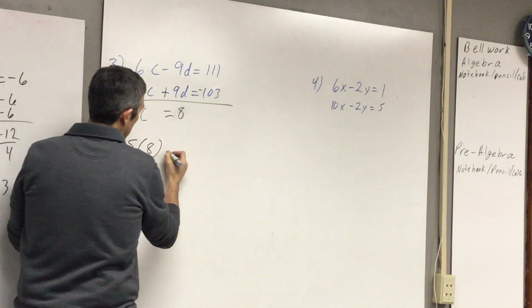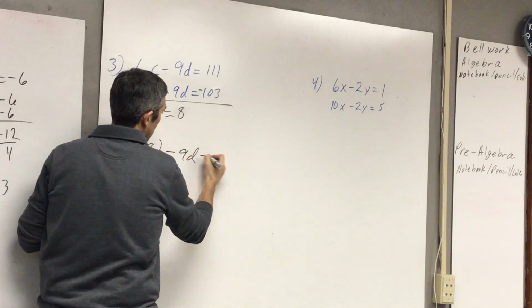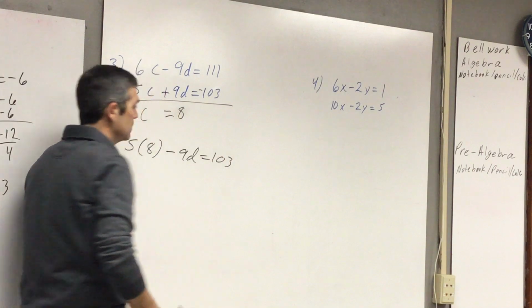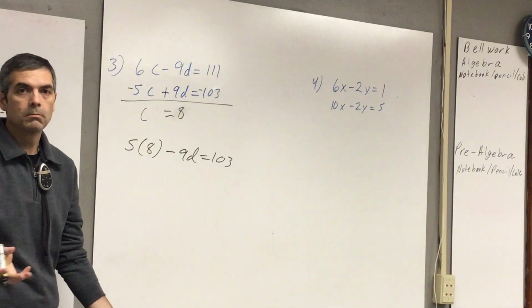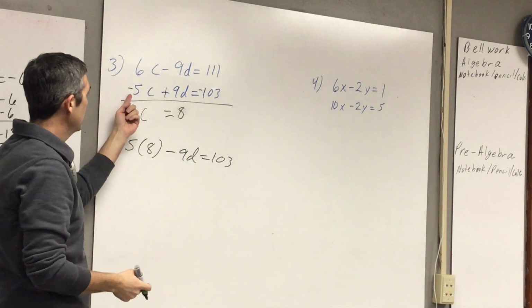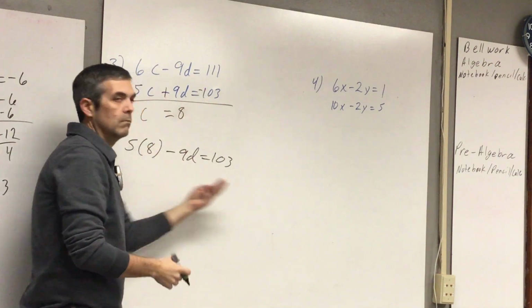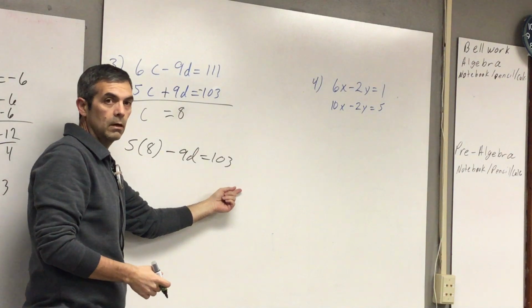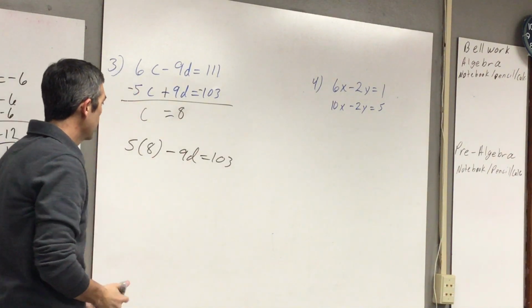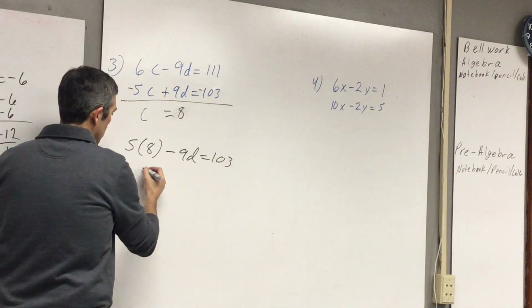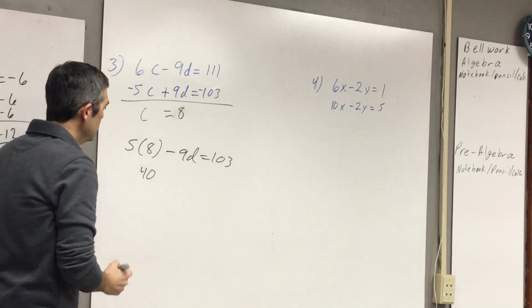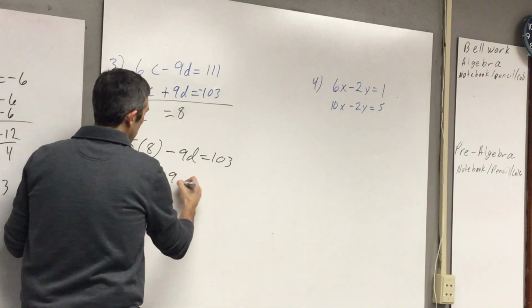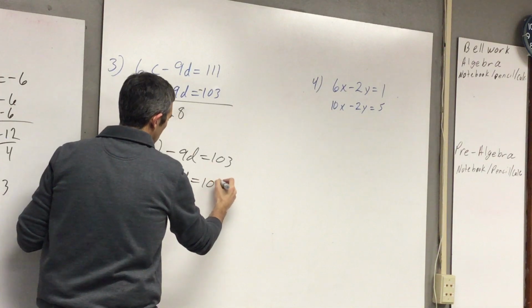5 times 8 minus 9d equals 103. And I substituted it into the original problem, is what I did. Now, could I have left the negative plus and the negative? Absolutely. Either way, it still works. So 5 times 8 gets me 40 minus 9d equals 103.